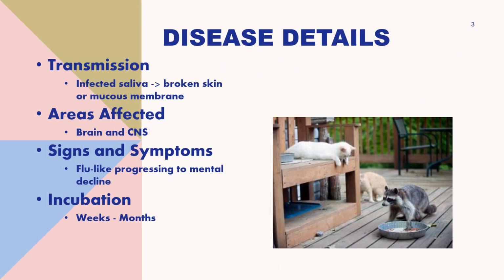Start by looking at the details of the disease, including the transmission of the virus, affected areas of the body, common signs and symptoms, and incubation. The rabies virus is transmitted through the bite of an infected animal into the muscle or mucous membrane of another warm-blooded animal or human. From there, the virus then travels within the nerves to the brain and spinal cord, where it can multiply and eventually then migrate back to the salivary glands and saliva, where it can be transmitted again.